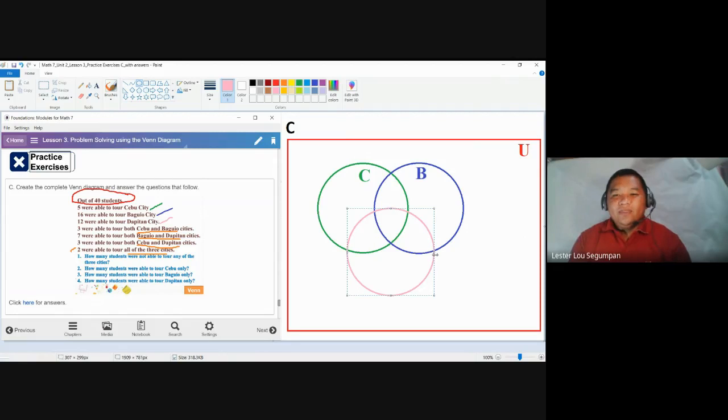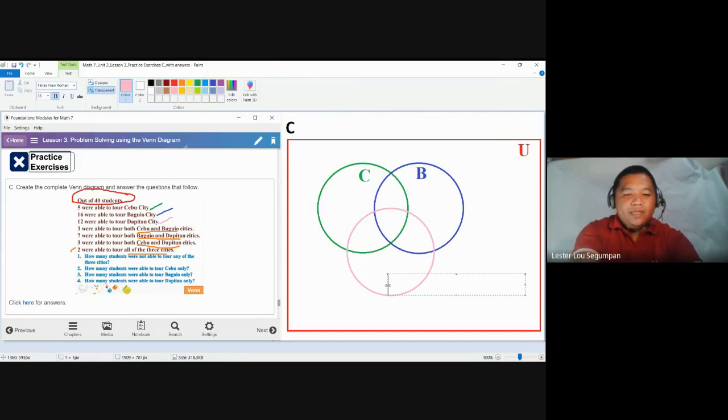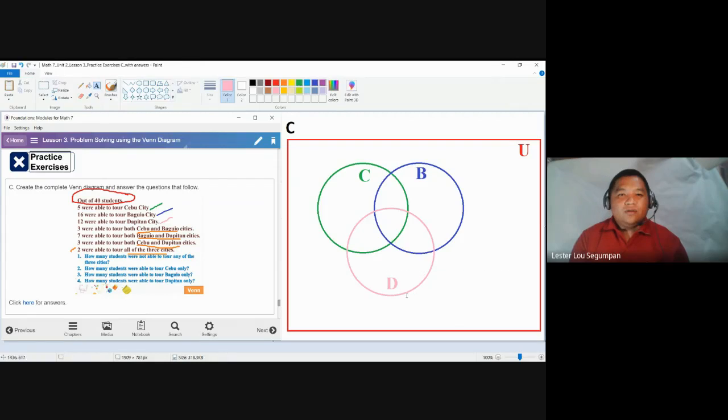Yan. This is now this area here. Okay. So let me label this one. So this area here is the area common to all three. This is the area which is part of the green circle for Cebu.